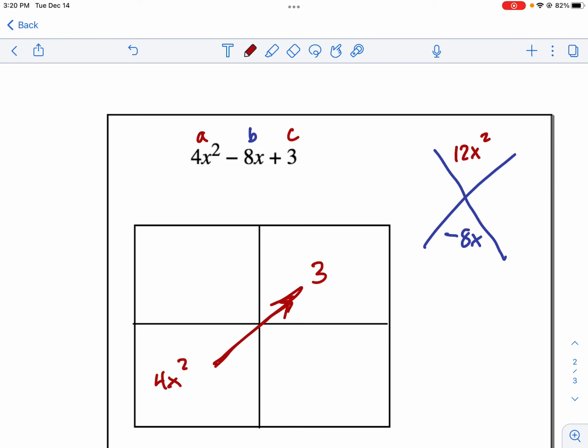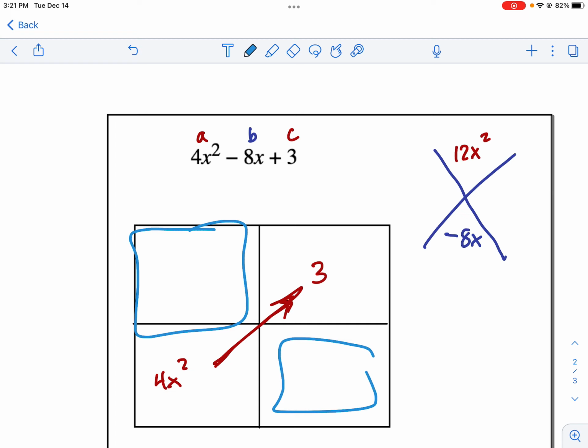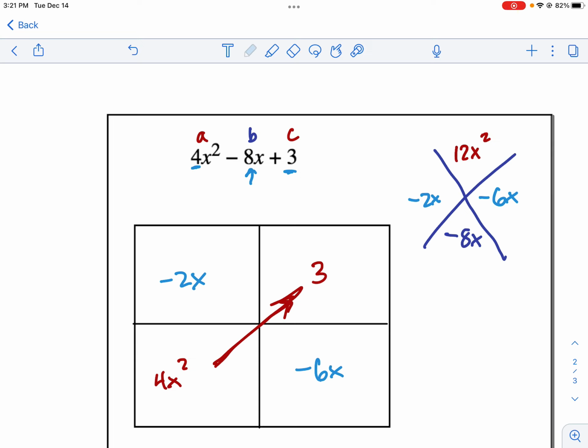So whatever I put into these two boxes, here and here, need to add back to B and multiply to the same thing as A times C. So what multiplies to 12 but adds to negative 8? That would be negative 2x and negative 6x. You can put these in any order you'd like. Doesn't matter. You'd get the same equation if you flipped them around.